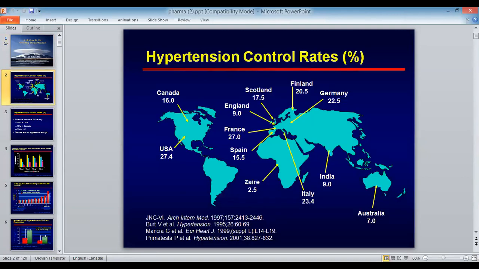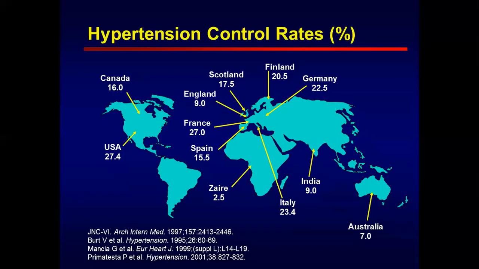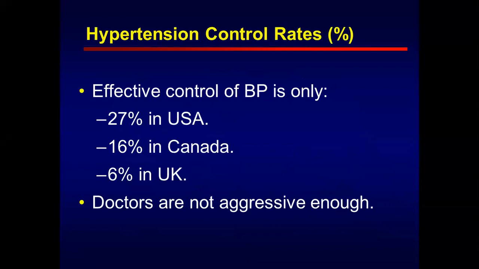Hypertension is a worldwide epidemic. It is prevalent in all countries. No country is exempted from hypertension. But unfortunately, the control rate of hypertension is extremely and disappointingly very low, even in economically developed countries. As you can see, it is 27% in USA, 16% in Canada, and 6% in UK.